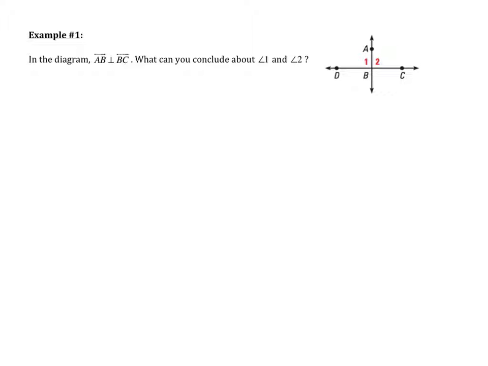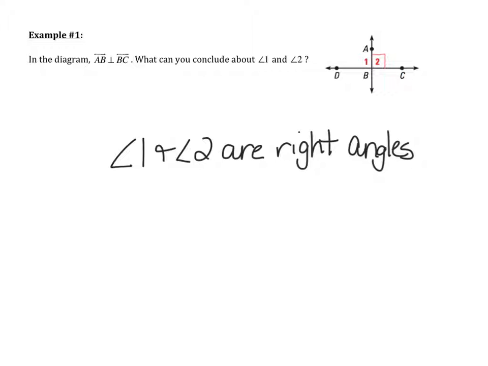So to mark up this diagram, if AB is perpendicular to BC, I know that's a right angle. I also know that every angle formed by the two lines intersecting are right angles. That means that angle 1 and angle 2 are both right angles. I also know that angle 1 and angle 2 are a linear pair since they are forming this straight line. So we have a linear pair forming a straight line, so that means that this line is perpendicular to this line, so that means that angle 1 is also congruent to angle 2, since we know all right angles are congruent, and that is all I can conclude about angles 1 and 2.